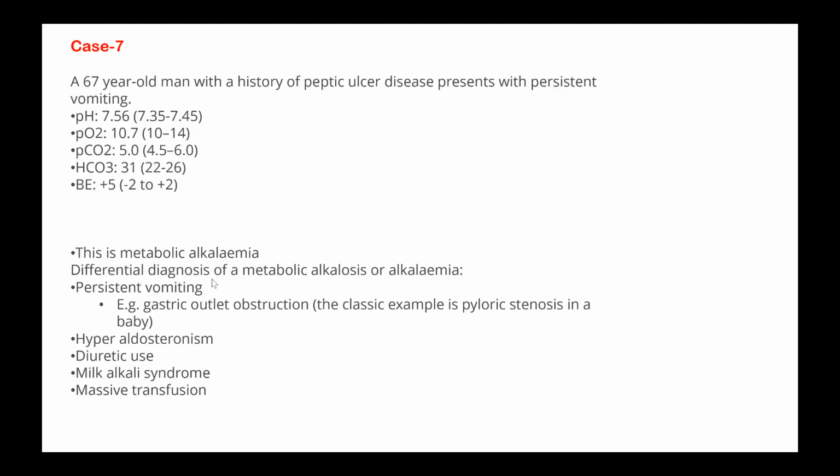So the differential diagnosis for metabolic alkalosis: persistent vomiting, also could be gastric outlet obstruction, vomiting, or hyperaldosteronism, diuretic use, milk-alkali syndrome, or massive transfusion. These are the other causes which we have to think of.